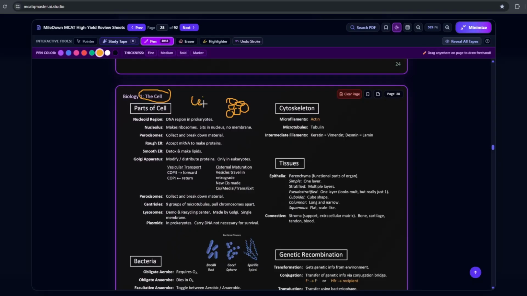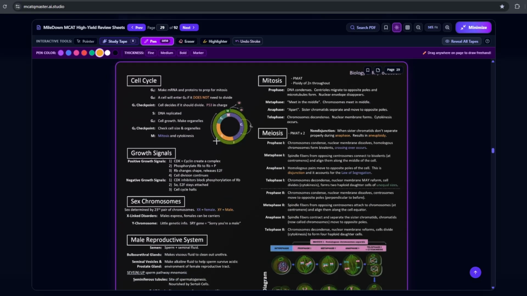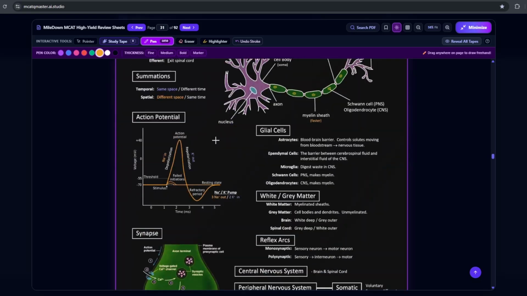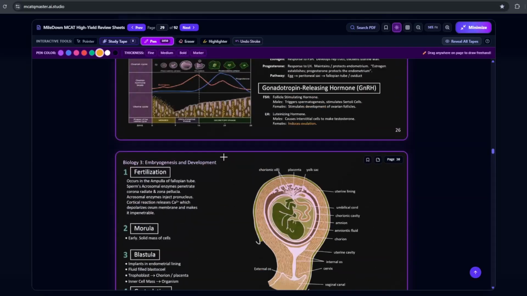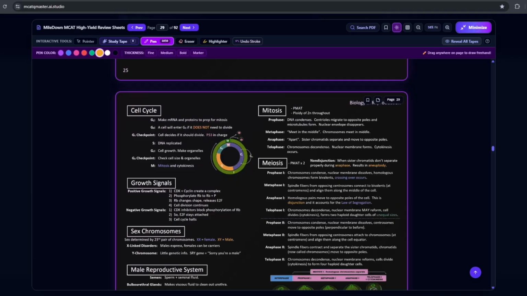Cell theory. I don't know why it's not on here, but it should be, because it's the first thing you learn about cells and biology. Let me check one more time. Yeah, no, it's not on here. So let's go over that cell theory first. Just give me 1 second.